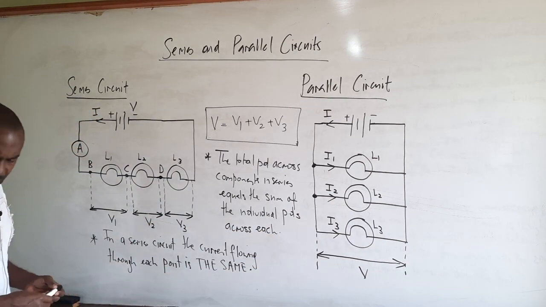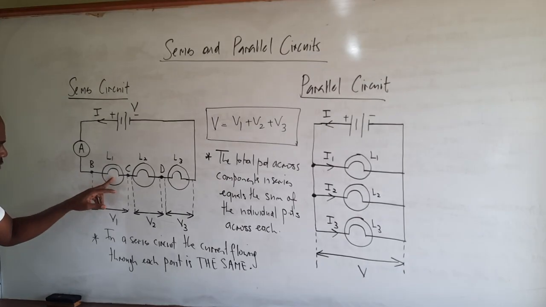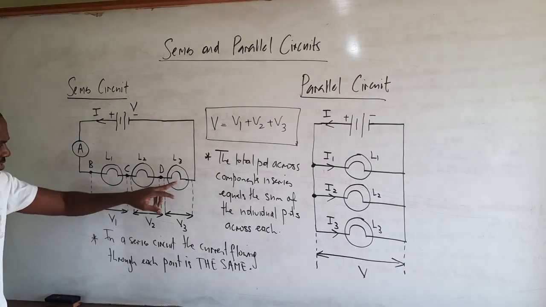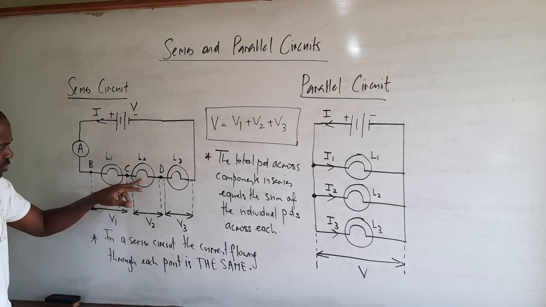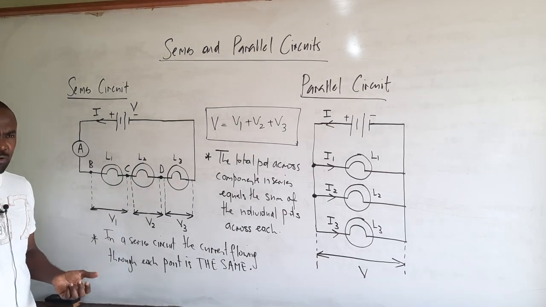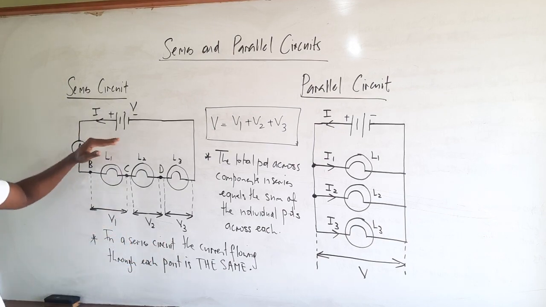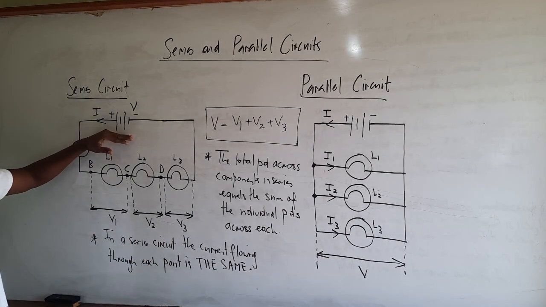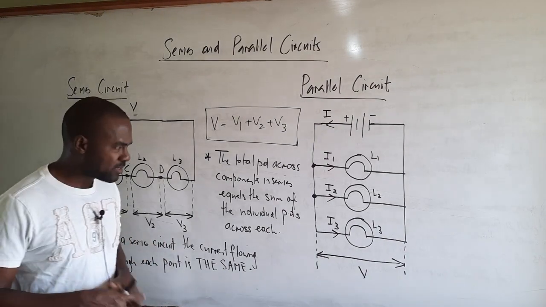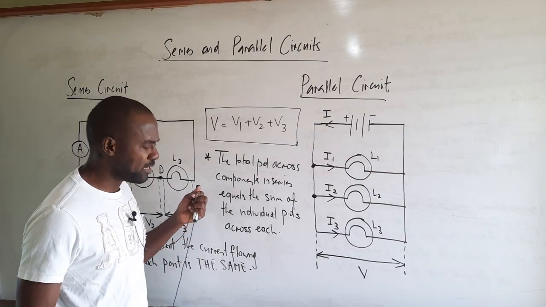So what exactly does this mean? Let's say, for instance, the PD across this is 1 volt, this is 2 volts, and this is 3 volts. Then 1 plus 2 plus 3 gives us 6 volts. And if those 3 add to give 6, then the PD across this battery ought to be 6 volts. Good? All right, so let's now examine our parallel circuit.